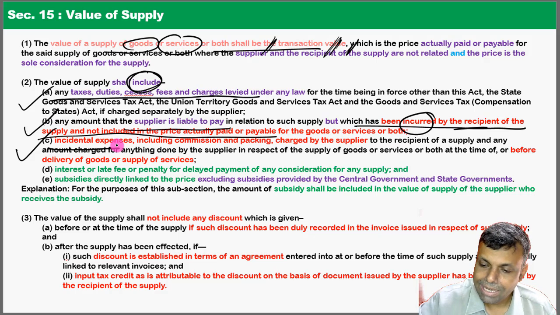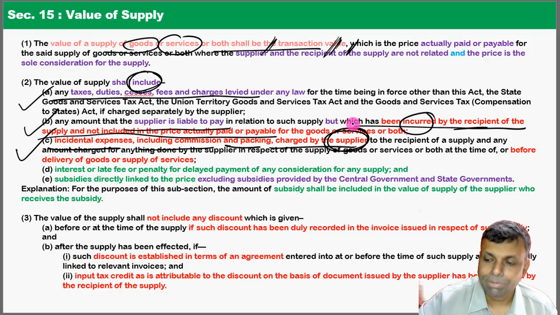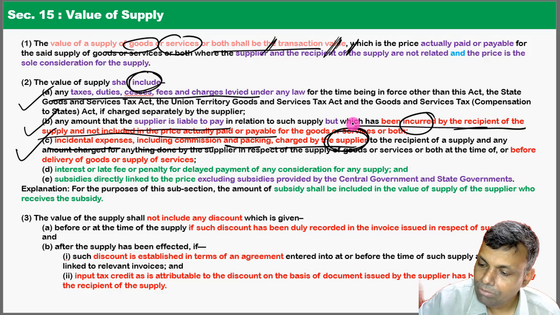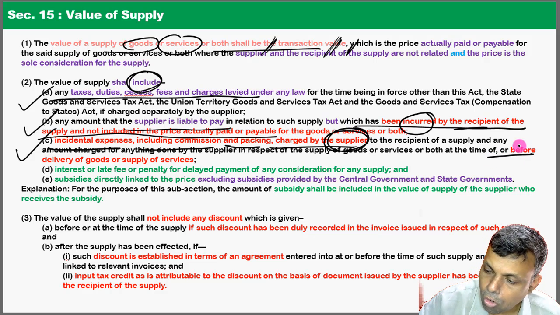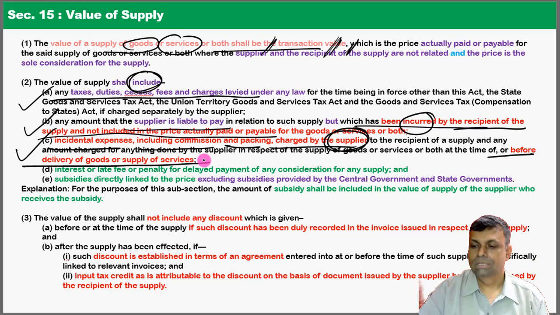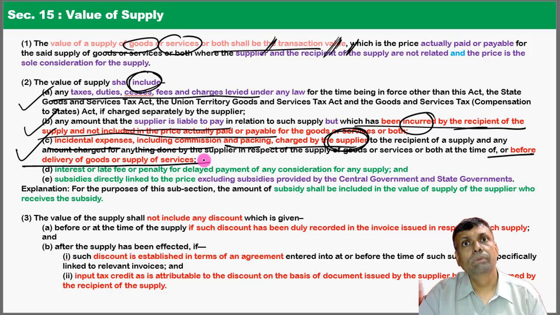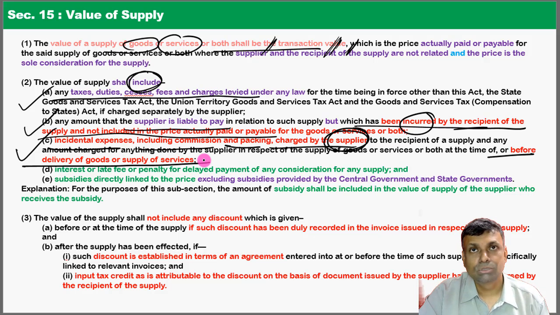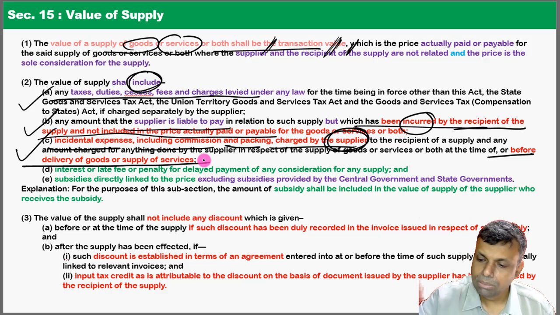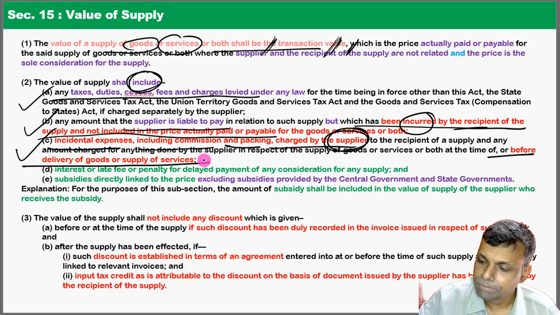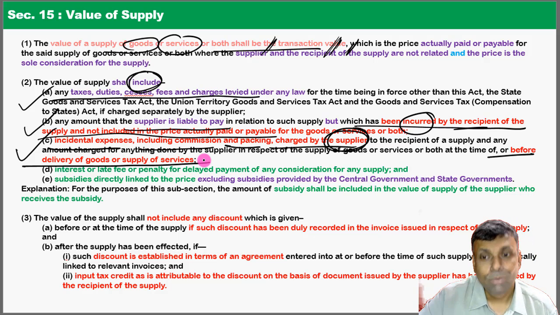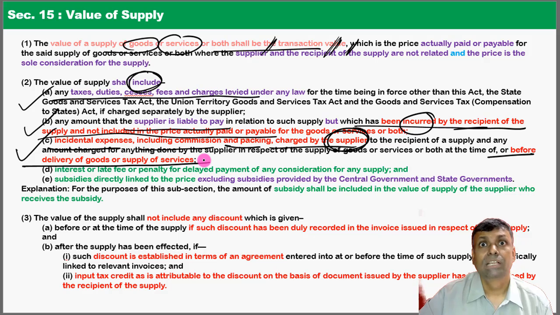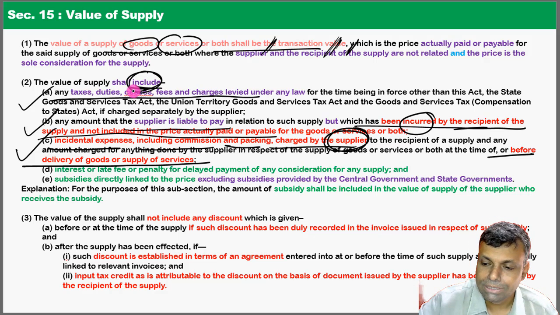Point number C here is any incidental expense, including commission and packing, charged by the supplier. That means it is charged by the seller of those goods, in respect of the supply, on or before the delivery of the goods. Any such charges on or before the delivery of the goods, charged by the supplier to the recipient, if not included, you have to include as an incidental expense, because all these items are to be included.